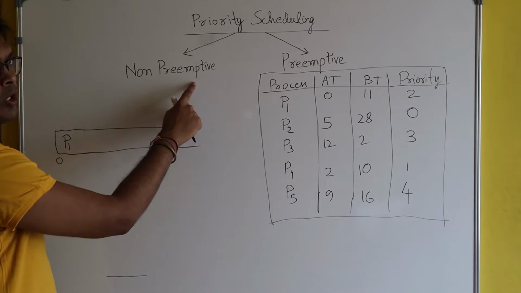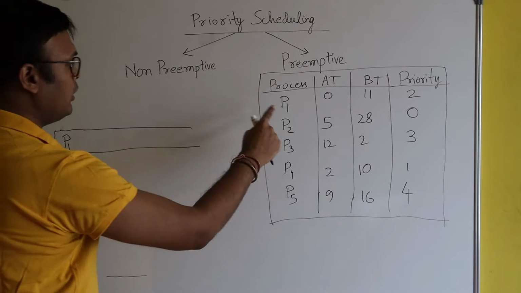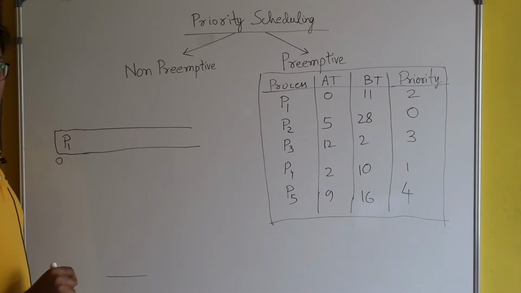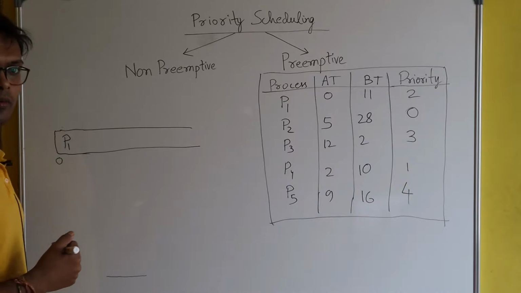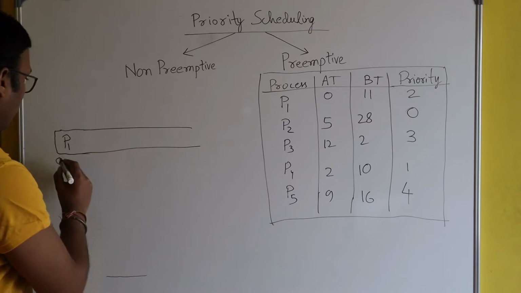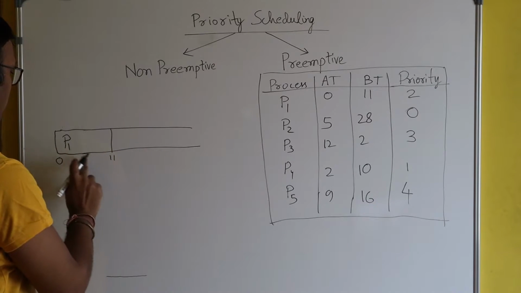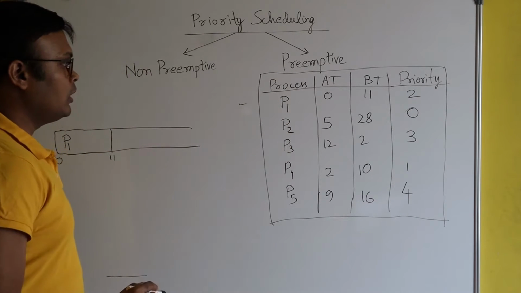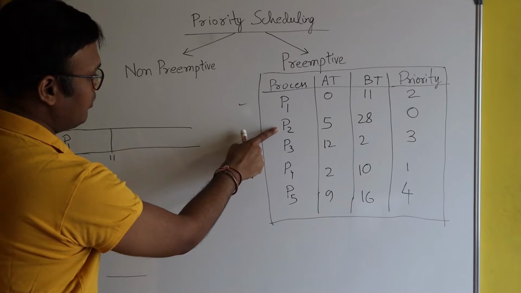Since it's a non-preemptive version, P1 will execute fully till the 11th second. P1 will not leave the CPU until it is finished. So from 0 to 11, process P1 executed, and the task of P1 is over. Now you see, within these 11 seconds, how many processes arrived?